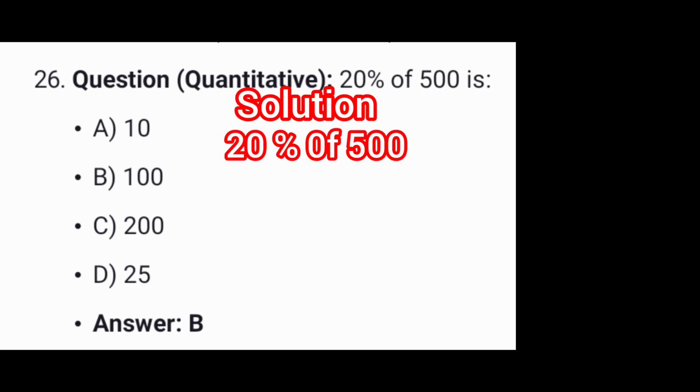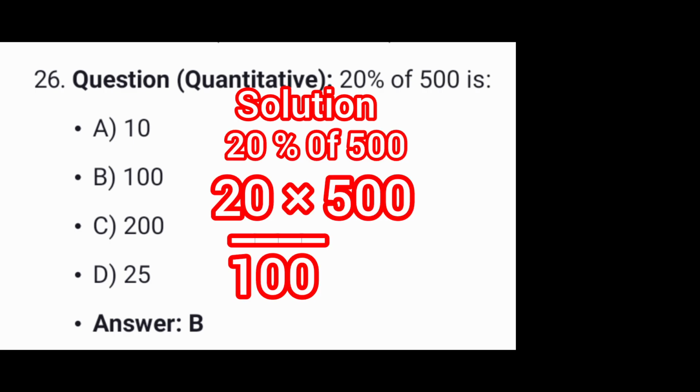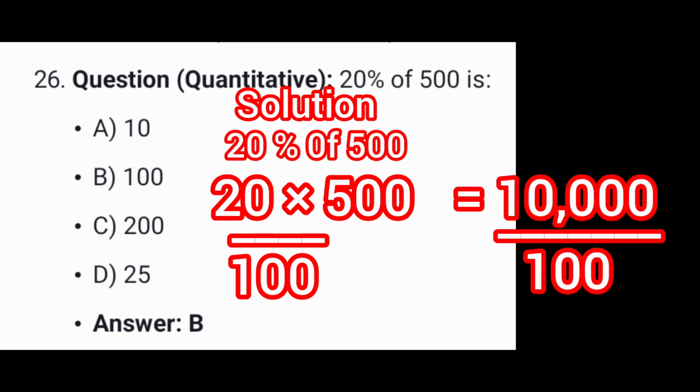When we say 20% of a number, it simply means 20 over 100 times that number. That is 20 over 100 times 500. And 20 times 500 will give us 10,000. And 10,000 divided by 100 will give us 100. And that is why the answer is B.